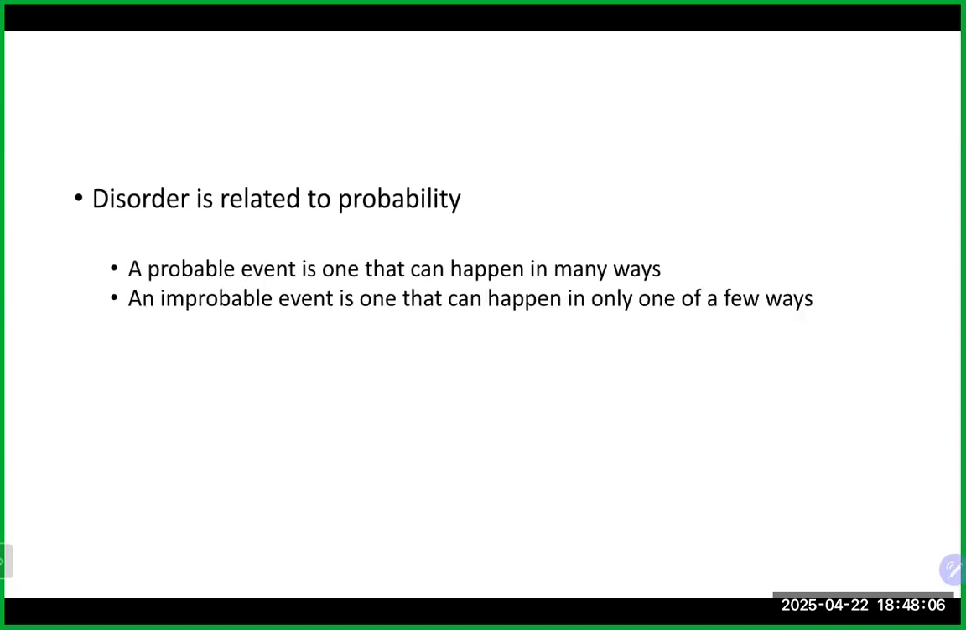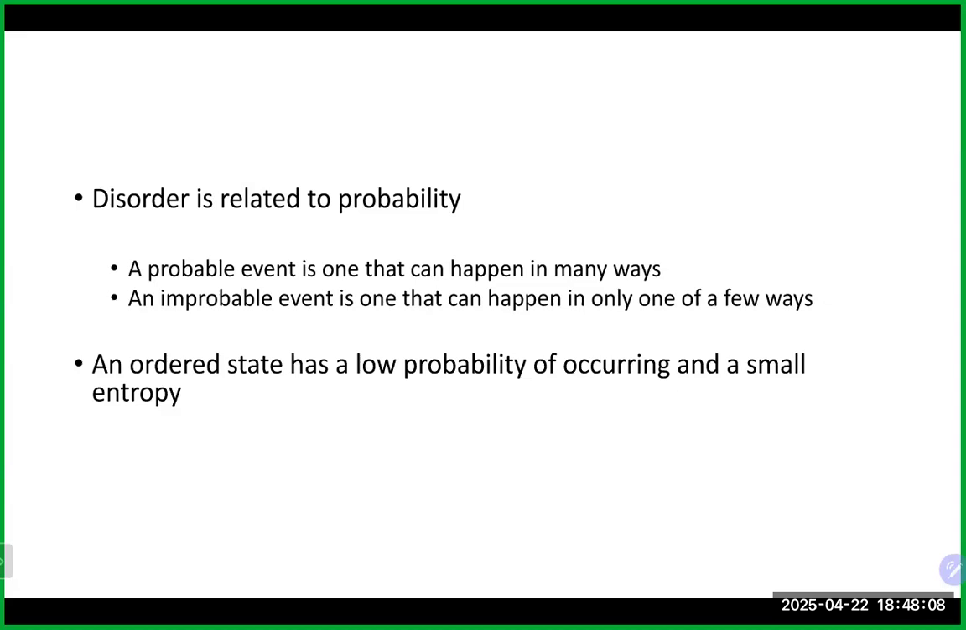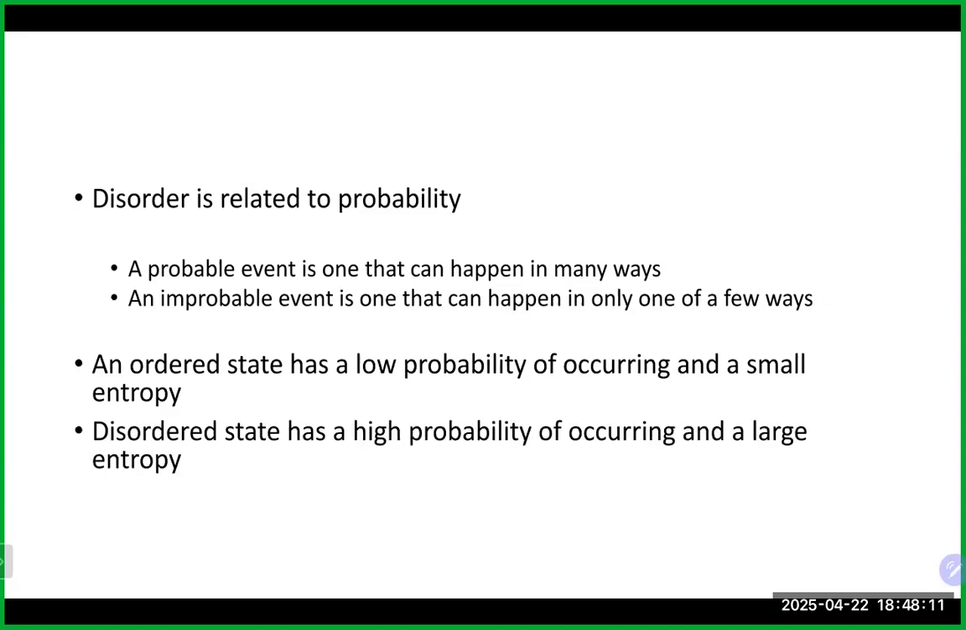Now, entropy and disorder are related to probability. And a probable event is one where there are many ways that it could happen. So for example, if we're in this room, there are multiple doors. There's a pretty probable chance that we could get out of this room if we needed to, right? You could choose any exit you want. It's not that grim of an example.